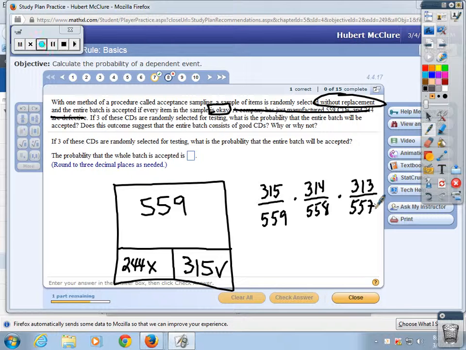Now take your handy dandy calculator. Don't forget to use your parentheses. It'd be parentheses 315 over 559 close parentheses times parentheses 314 over 558 close parentheses times parentheses 313 over 557 close parentheses. Now when you do that, you get 0.1782, right? So that gives us 0.1782.